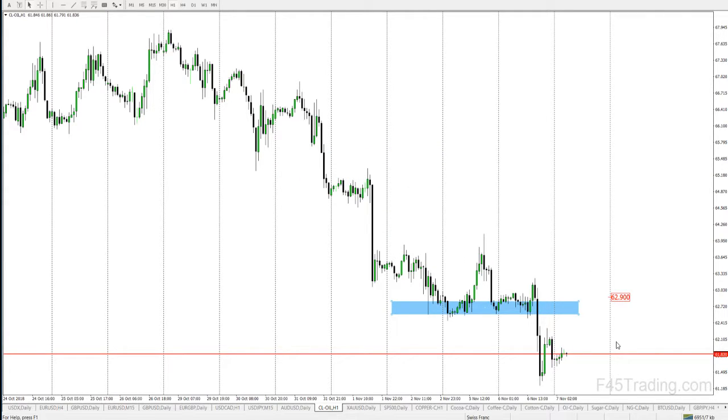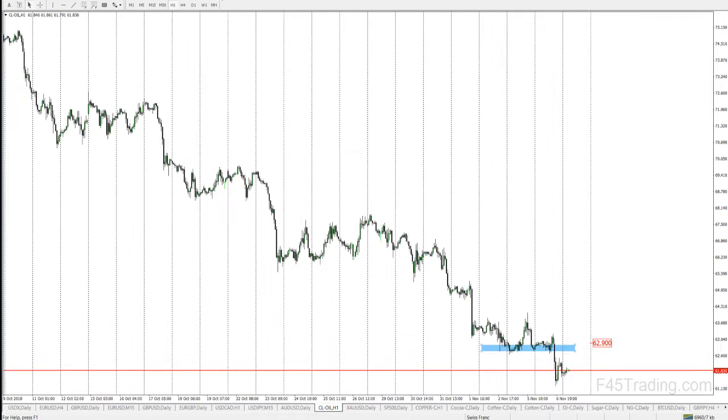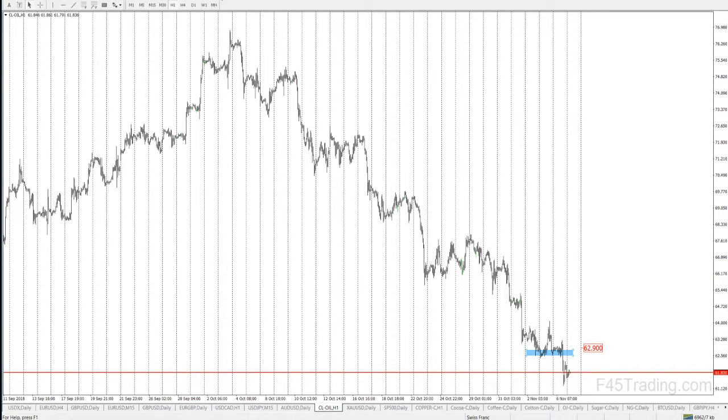I'll be waiting and watching price. But we'll see. It may not go any higher from here. It could just roll over and continue to go south. I don't know. Keep an eye on it. But so far, very, very nice bearish momentum on crude oil.